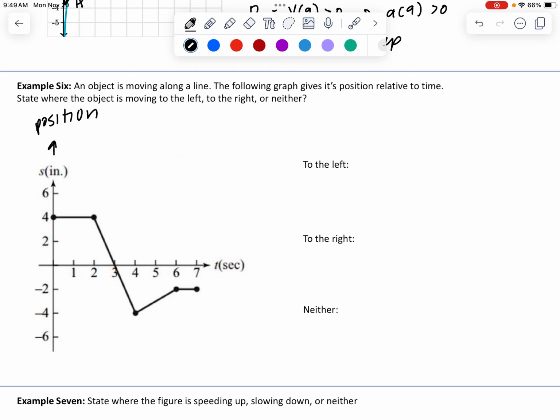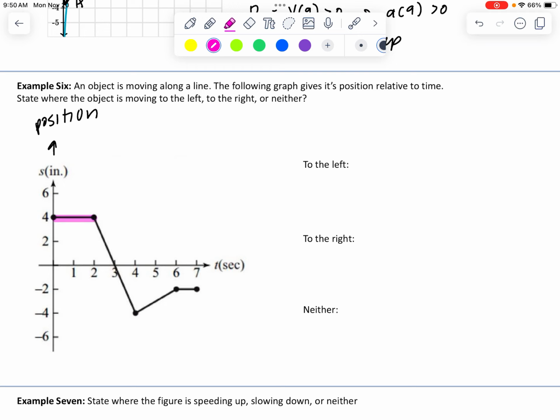State where the object is moving to the left, to the right, or neither. So this is the position, but it's asking about left, to the right, or neither. So we need to consider the velocity. And so as we go through all of these, we need to think of the slope of the tangent lines. I'm just going to go section by section, and I'm going to highlight the sections that change.